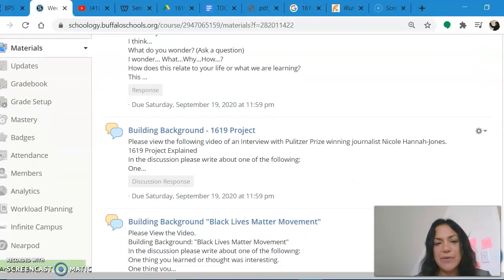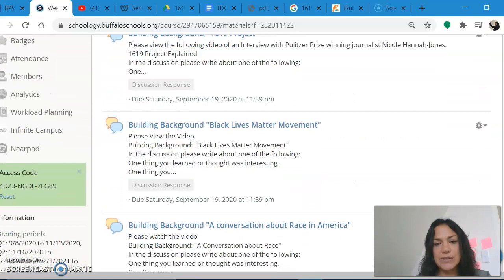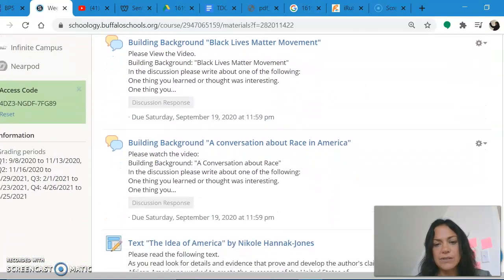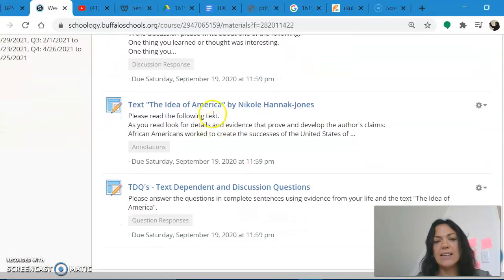So this week we have 3 videos and then the text. You're going to annotate the text and then upload those annotations. You get credit for highlighting and annotating your text.